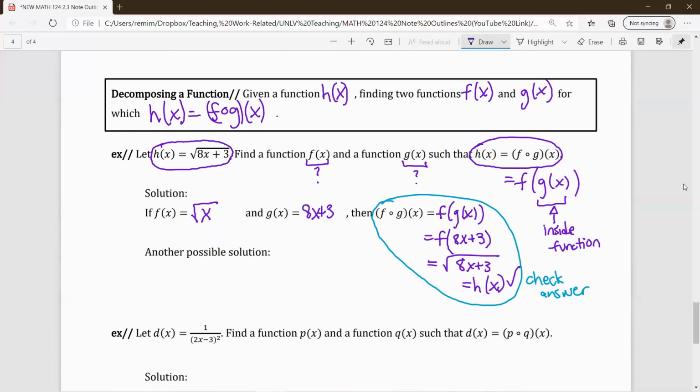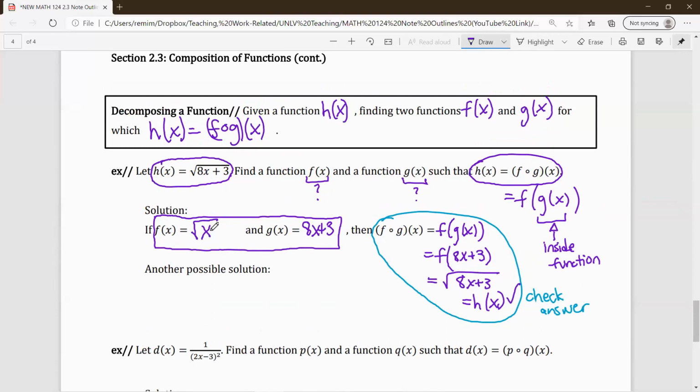But the actual answer itself is right here. We came up with two functions, an f of x function and a g of x function, such that when we plug the g of x function into the f of x function, when we compose them together like that, it does give us the original h of x function that we started with. And for some of these, there can be multiple answers that work. You just have to find a different part of the original function that could be considered the inside part.